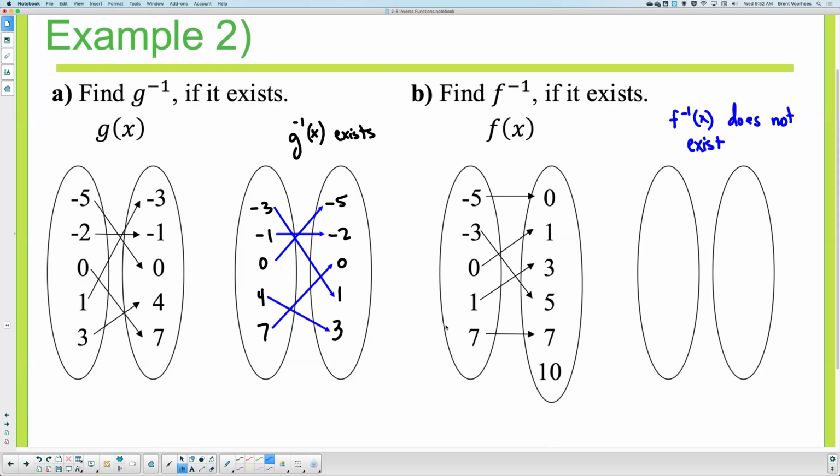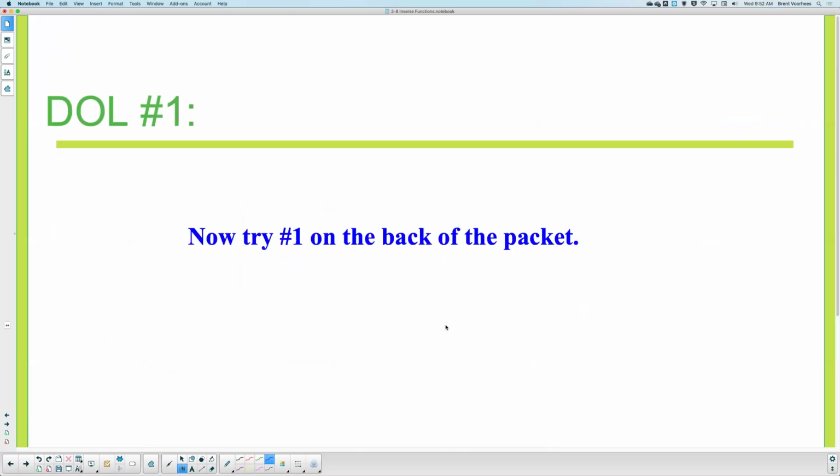Okay, so with that, I want you to try, if my board cooperates here, the first DOL number 1 on the back of the packet. Go try that. Give you a moment, pause the video and try that.